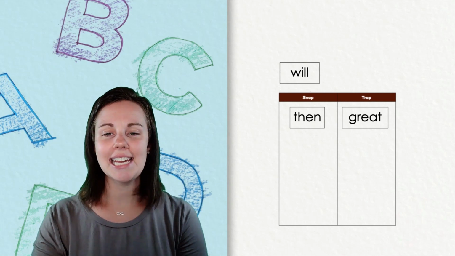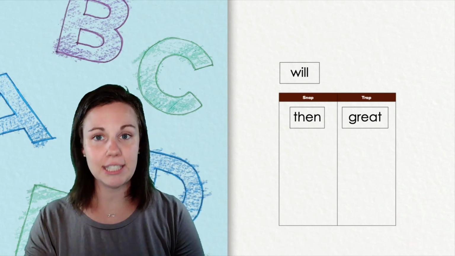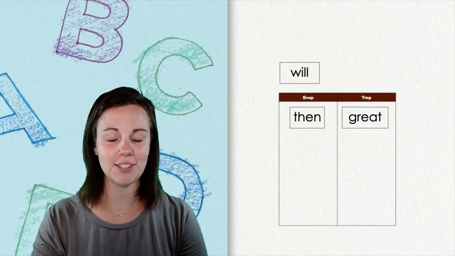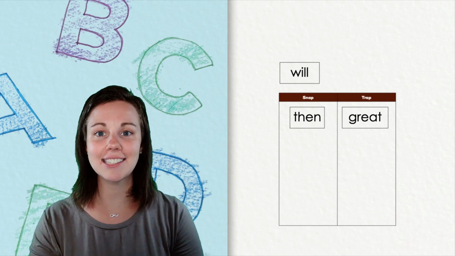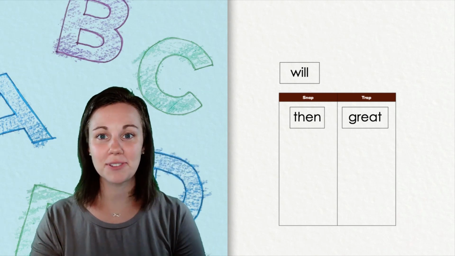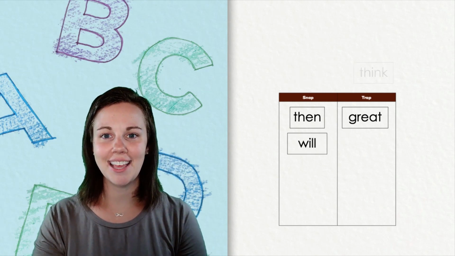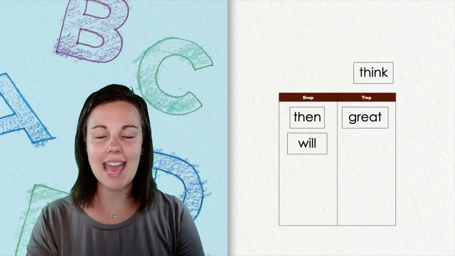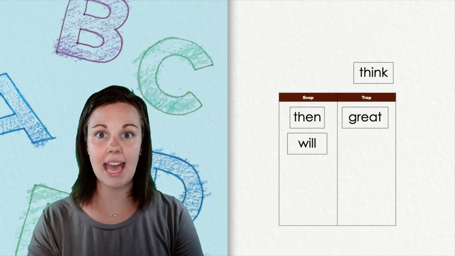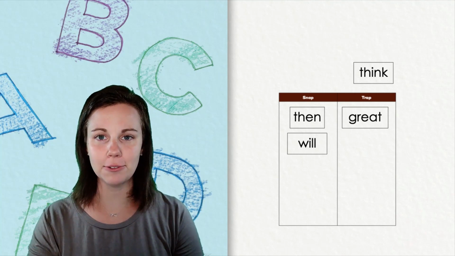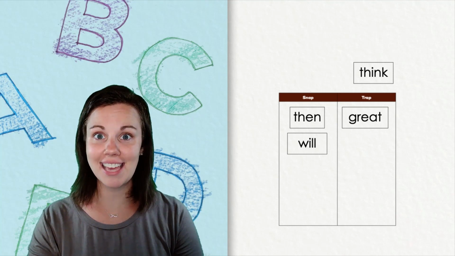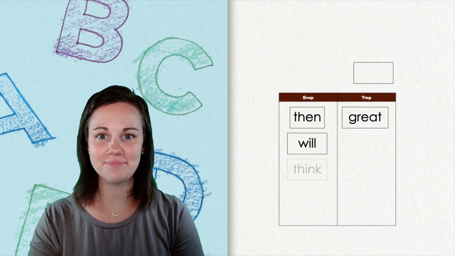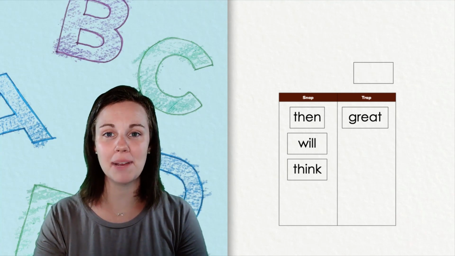Try this one. It says, will. Did you hear the short I with a closed syllable? Looks like we have all of our sounds. That's a snap. Great work. The next word says think. I hear that NK blend at the end with a short I sound. That seems like a snap word. Awesome. Great job with this snap and trap activity.